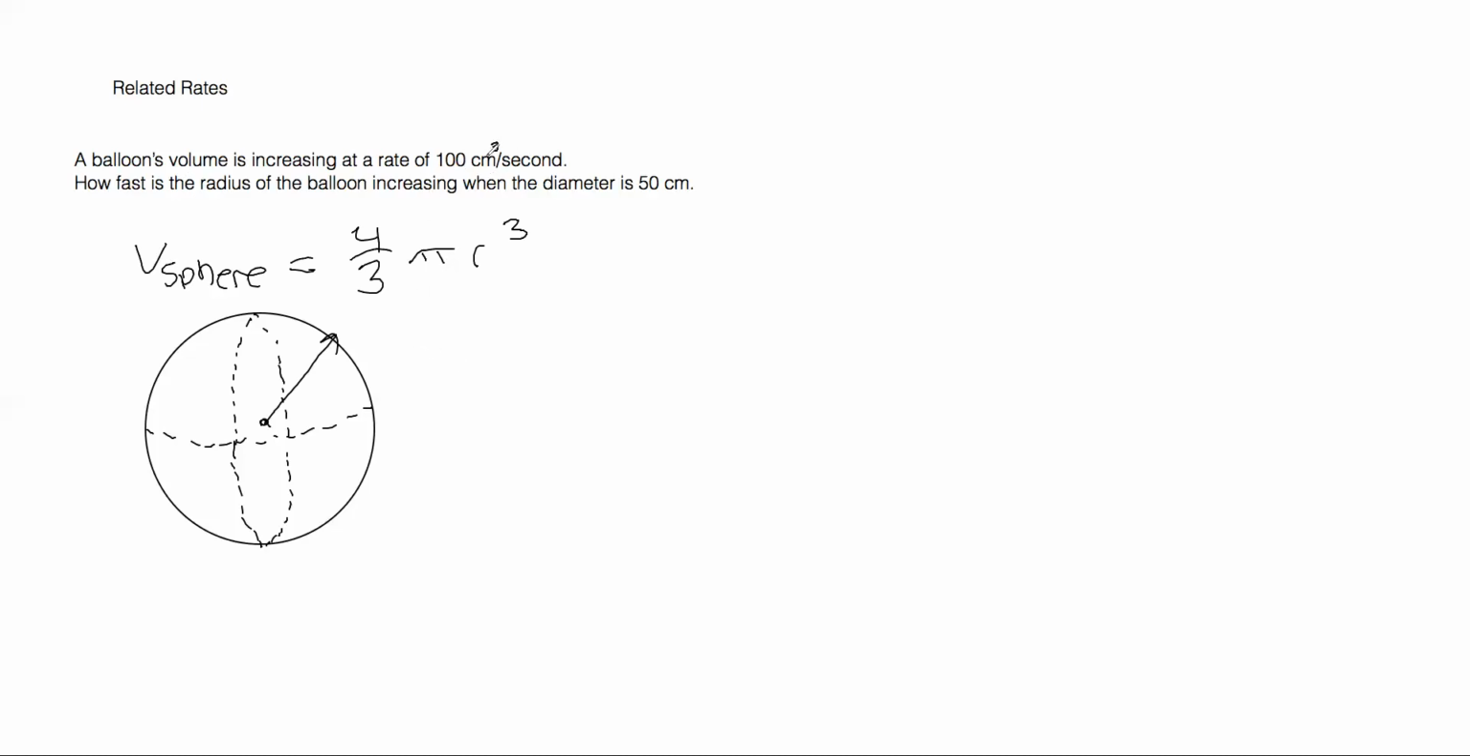We know the rate of change for the volume. And you know what? I think I'm just going to call it V from now on. We already know it's a sphere, so I'm going to just write V is 4/3 pi r cubed.